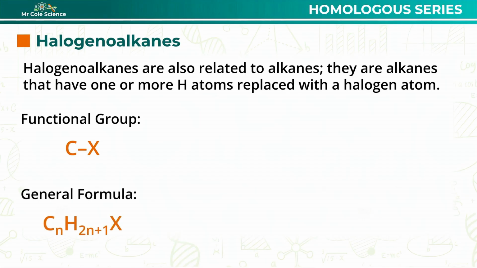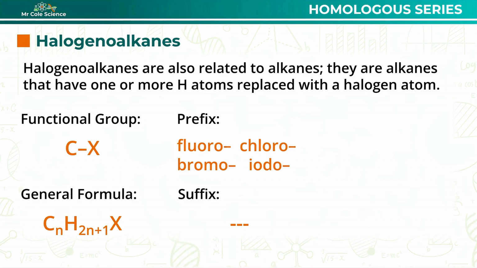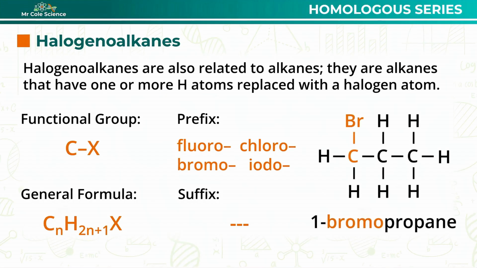The general formula for halogenoalkanes is often given as CnH2n+1X. However, this assumes that only one hydrogen atom has been replaced with a halogen. In reality, several hydrogens could be replaced. Halogenoalkanes are named based upon which halogen atoms are present, and we use the prefixes fluoro, chloro, bromo, or iodo depending upon which halogens are in the molecule. Here we have an example of 1-bromopropane. The carbon-bromine bond is easily seen within the displayed formula, and we can see the bromo prefix in the name.